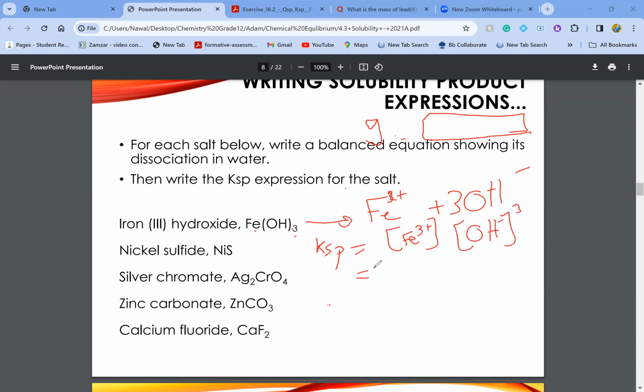Okay, I have to substitute. It will be X, and here it will be 3X. Anyway, I didn't ask you more than the expression. This is correct for Safa. And nickel sulfide. Nickel sulfide is 1:1. So Ksp for the nickel.